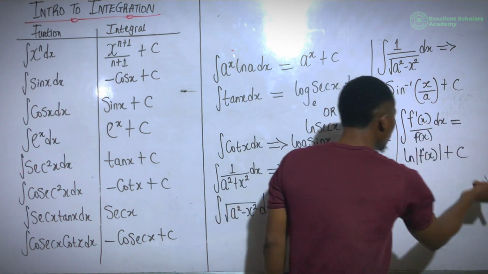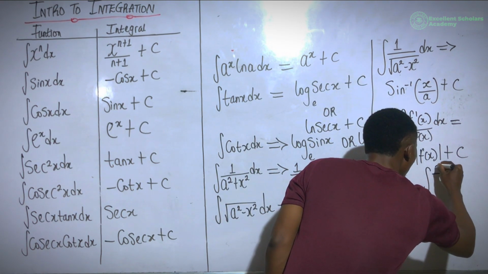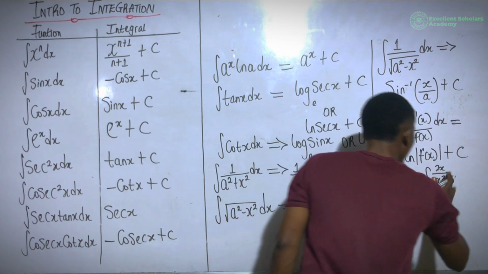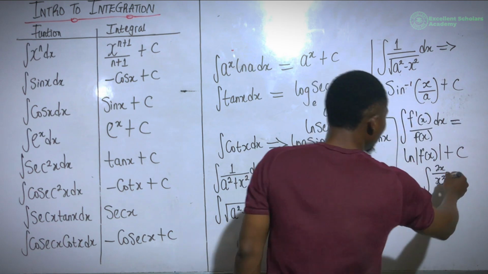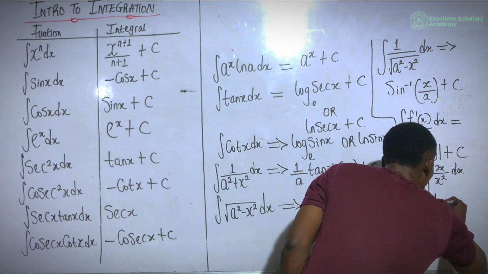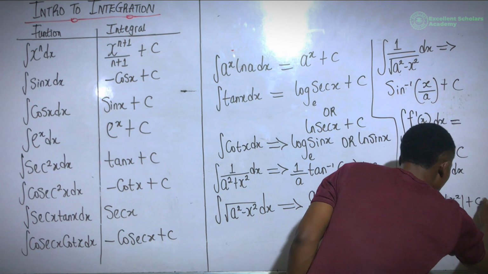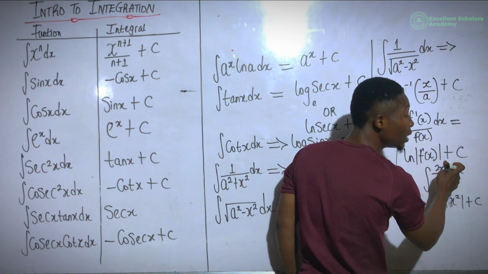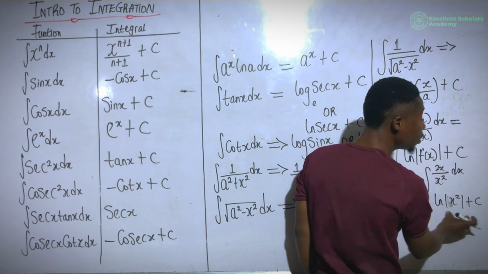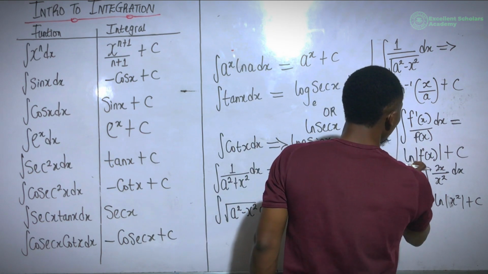Now let me give an example of something like this. Now if I have an integral of 2x over x squared, we have something like this. Now simply our answer will simply be ln x squared plus c, because if you differentiate x squared, you're going to get 2x. So if you differentiate the denominator, you're going to get the numerator. So it will just be ln of this. Okay, so that's the integral of this form.